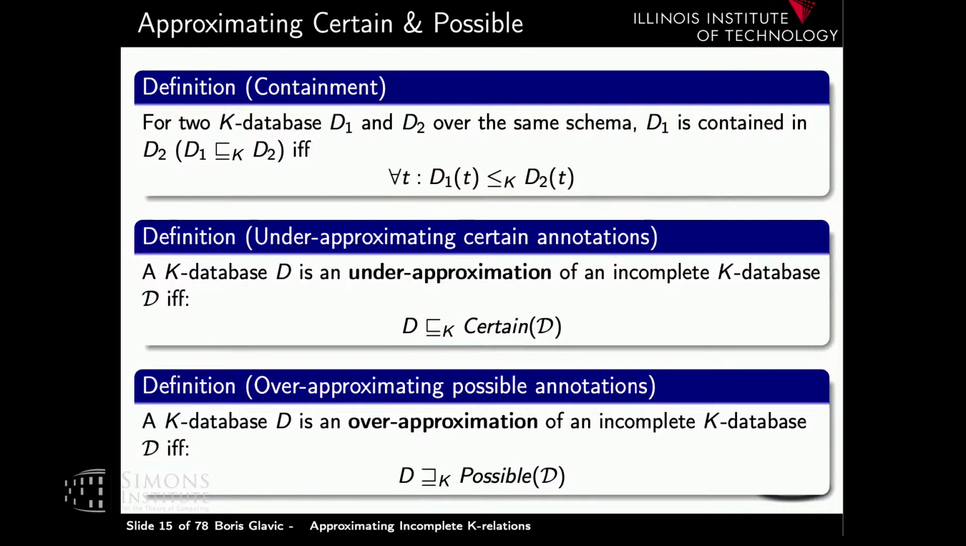I want some database where the annotations are always larger or equal to the annotations that the possible tuples would get of this incomplete database. Okay, good. So this is like a definition so far, right? But let's see, how can we compute this?